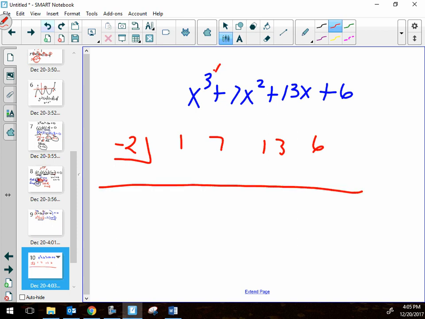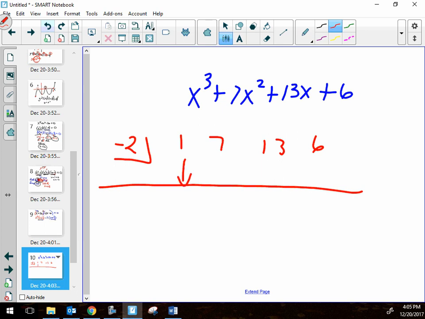Quick note, there's degree 3, degree 2, degree 1, and then the plain constant, which you could think of as an x to the 0 term. There were no missing terms. If there was, you'd need to hold a place with a 0 like that. All right, just a quick reminder to watch out for missing terms. Okay, now let's practice this.